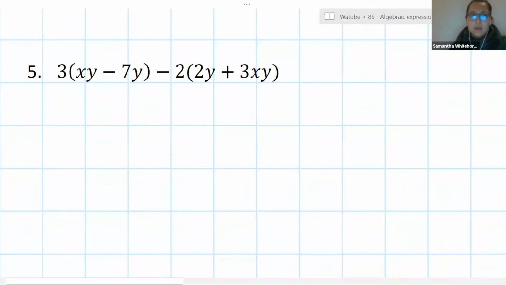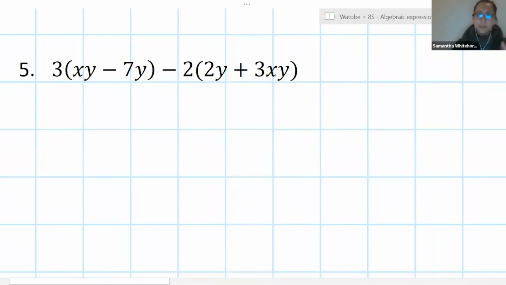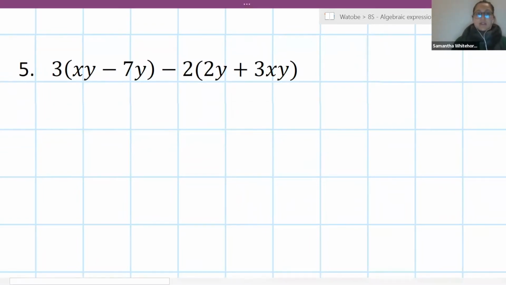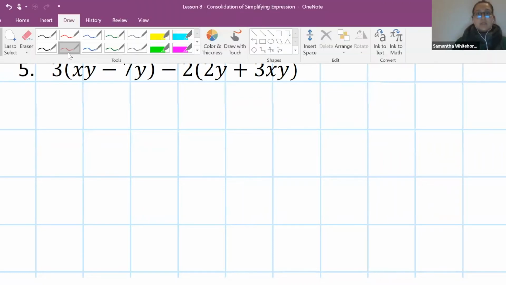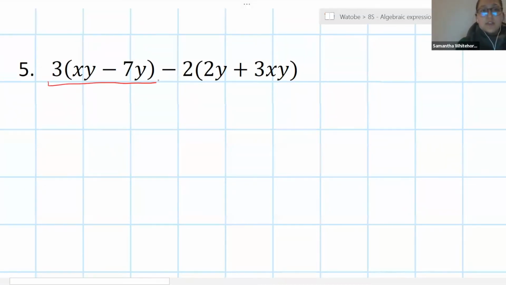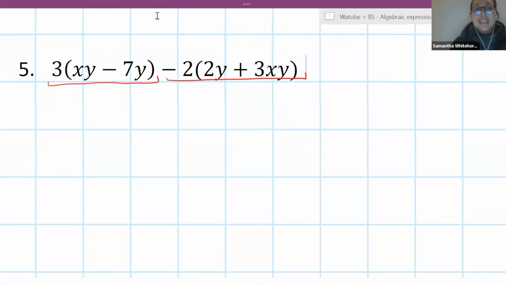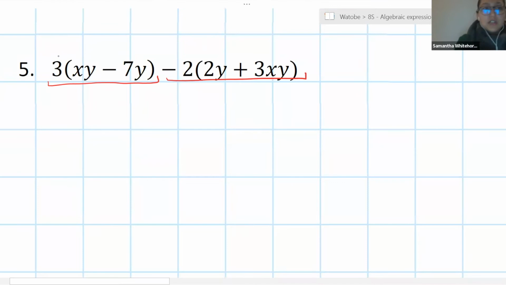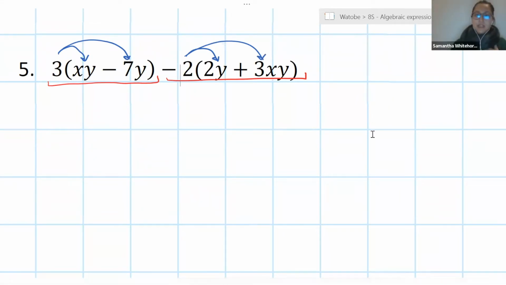Okay. Question 5. So we've got a bit of distribution going on here. Now, what I need to be careful of is if I look at my whole expression, I have 2 terms. I've got the 3 times the bracket and the negative 2 times the bracket, which means that I need to simplify each of these. So I need to multiply the 3 into the first bracket and the negative 2 into the second bracket. So I'd like you guys to try this one for me.